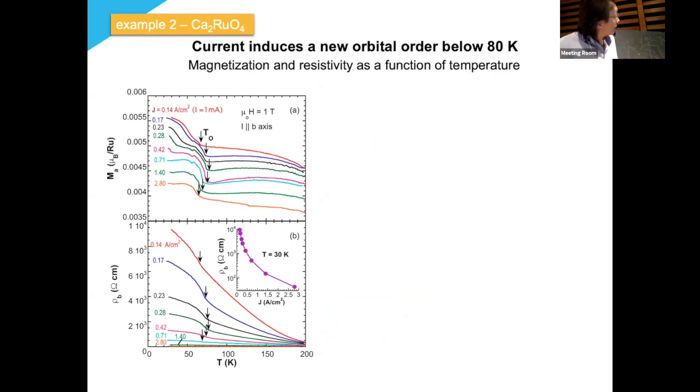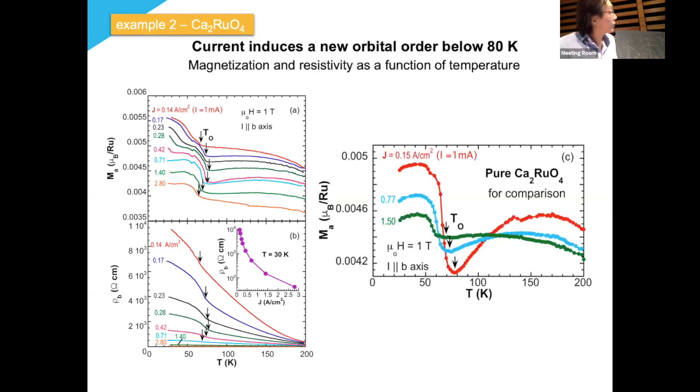Because this data is taken on an impurity doped sample, in order to rule out the possibility that this is a doping effect, we also managed to measure a pure sample. At a higher current, what we see is similar to this. So we believe this is something that is intrinsic to this calcium 214 compound. Okay.